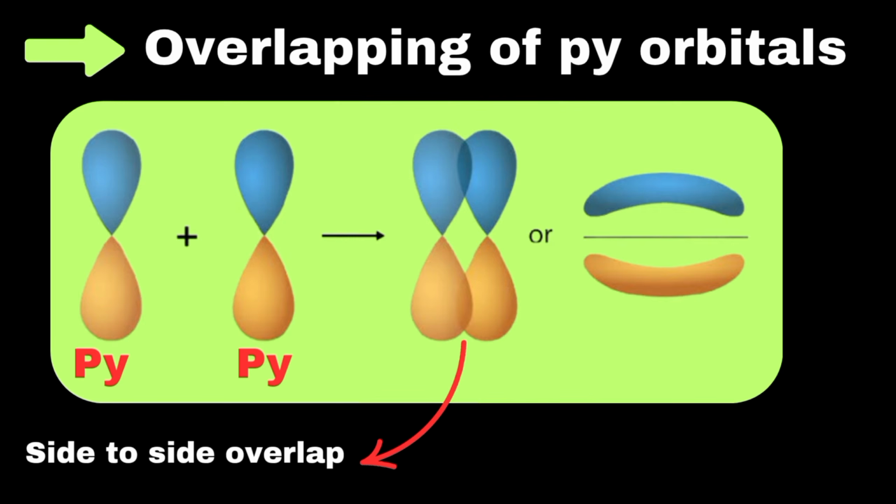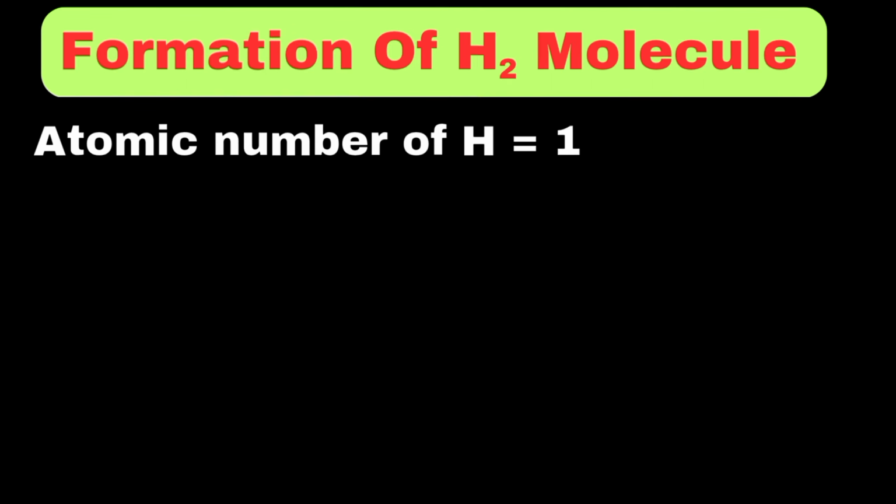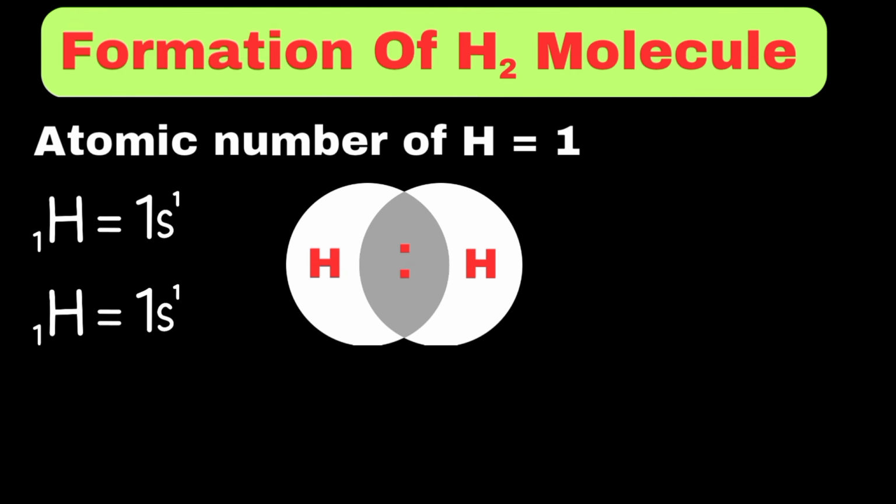One important point to remember is that every time an s orbital overlaps with another s orbital, it will form a sigma bond. Similarly, whenever a px orbital overlaps with another px orbital, it will also form a sigma bond. Now we will take the example of a hydrogen molecule to understand these postulates. As we know, hydrogen has only one electron, and its valence electron is present in the 1s orbital and is actually an unpaired electron. Similarly, the second hydrogen atom will have the same configuration, and its electron is also present in the 1s orbital. So, in order to form a bond, these two orbitals will overlap with each other.